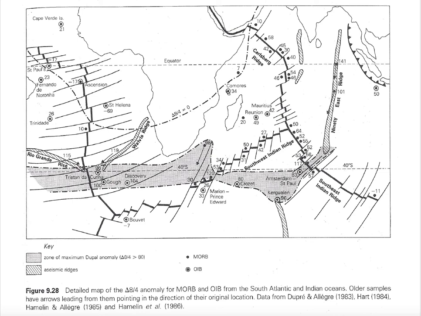So here we have the detailed map for the delta 8/4 anomaly for MORB and OIB from the South Atlantic and the Indian Ocean. Here we have the South Atlantic, here Walvis Ridge again, the Rio Grande Rise, which we will also discuss later in detail. And here we have the Carlsberg Ridge, and here we are going into the southern part of the Indian Ocean.